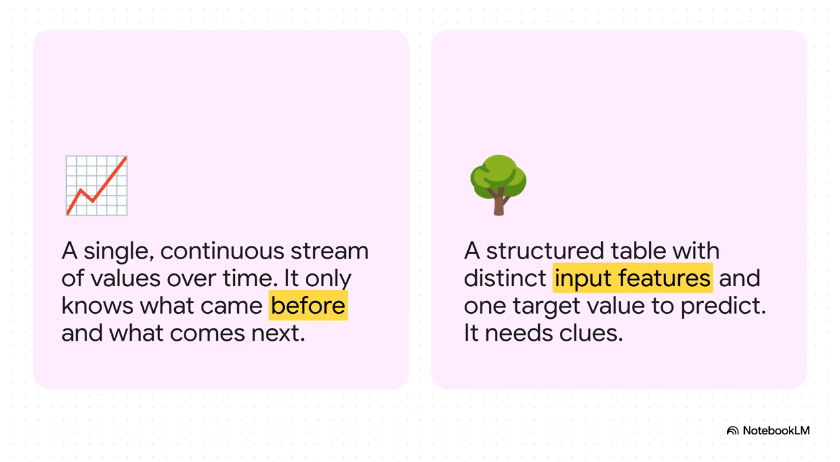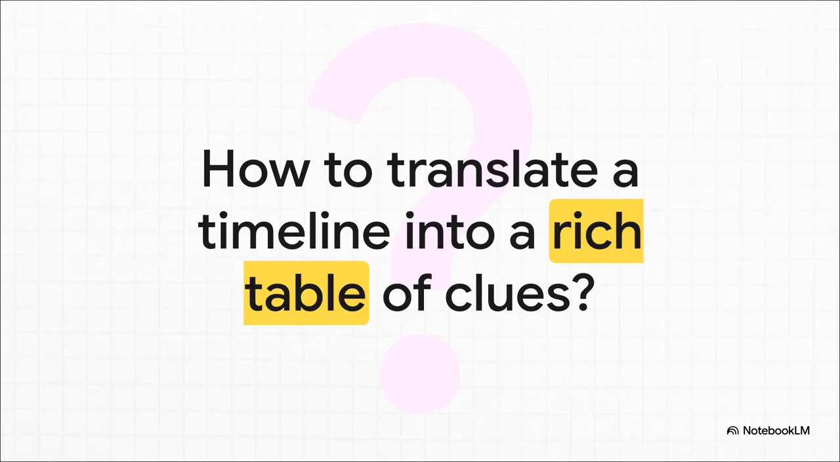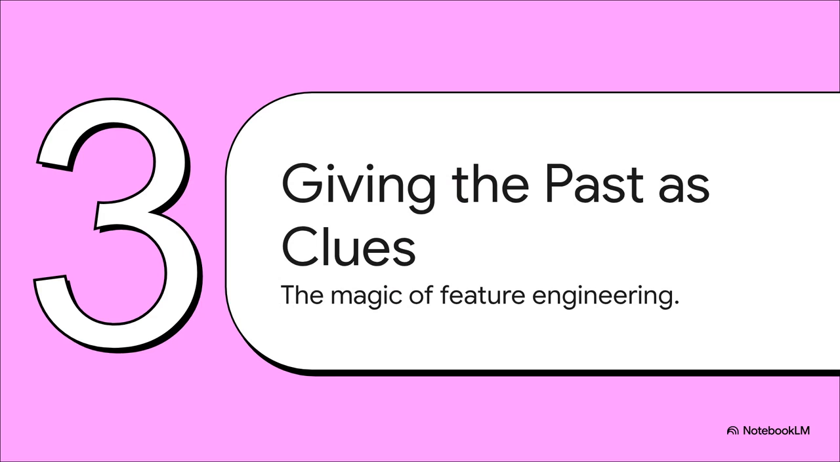It just doesn't work. So, that leads us to the million-dollar question, right? How do we bridge this gap? How can we possibly translate that simple single timeline into a rich, structured table of clues that a decision tree can actually sink its teeth into? Well, the answer is a little bit of data science magic called feature engineering. We're not getting new data. We're going to cleverly create the clues our model needs from the data we already have. We're essentially turning our simple timeline into a treasure map for the decision tree to follow.